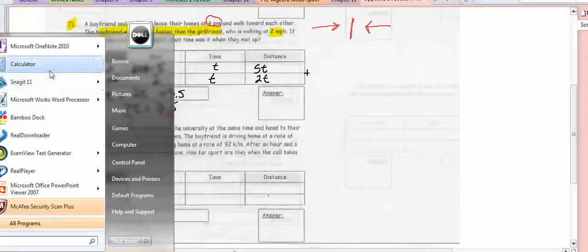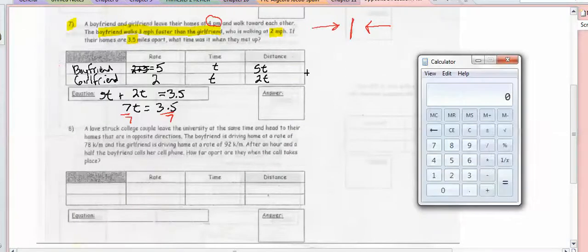Now we're going to divide by 7, both sides. If you have a calculator, I'm going to go ahead and do it over here, or you can do it without the calculator, in your head or on the side. 3.5 divided by 7 is equal to 0.5. So our t is equal to 0.5. Another way to say 0.5 is 1/2. So they walked for 1/2 hour.